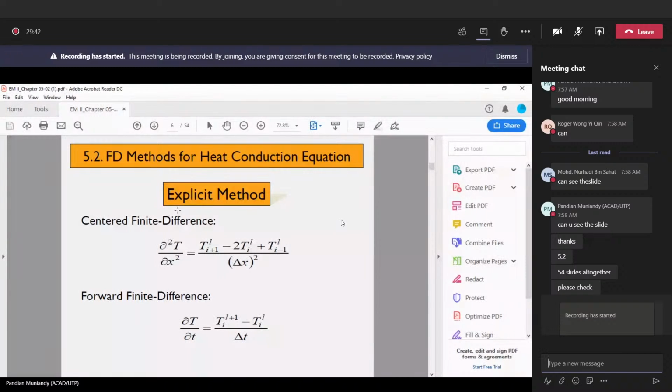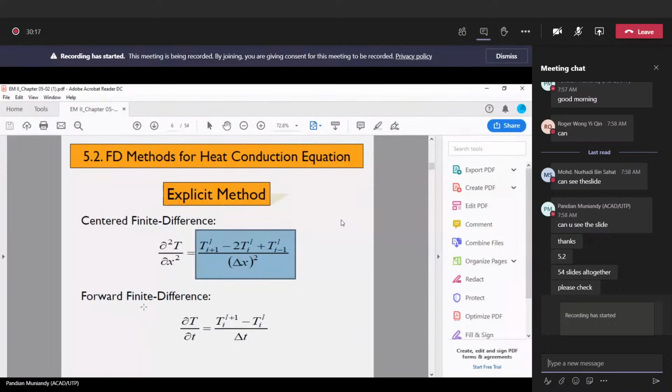The explicit method. The two equations are very famous. But you may wonder whether you must memorize these equations or whether they will be given. Most of the time, these two equations are given. The centered finite difference for del squared T over del x squared. This is a partial derivative, and this partial derivative can be written in numerical form. Capital T is temperature, x is the distance. This is what we call the centered finite difference.